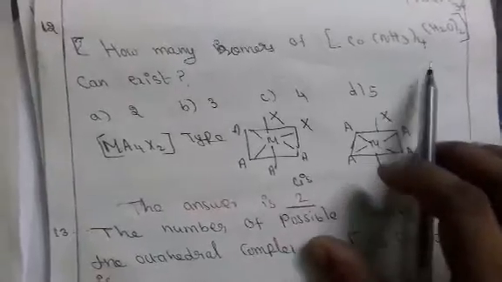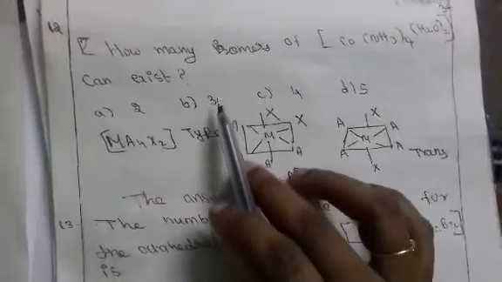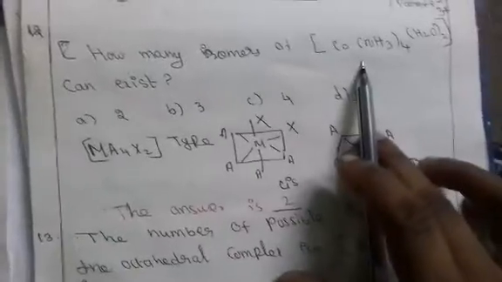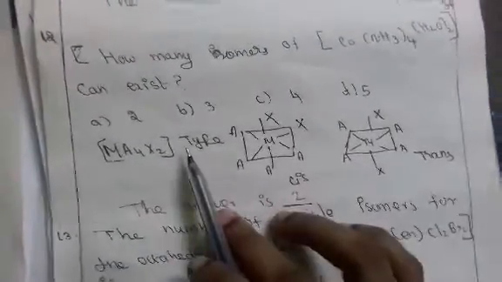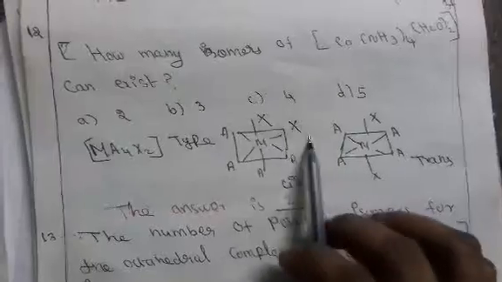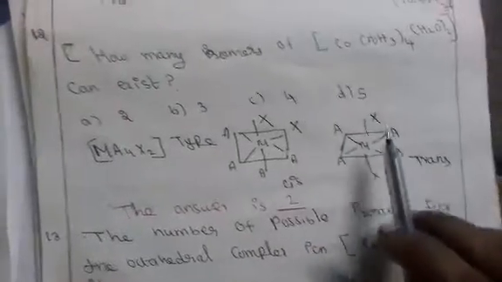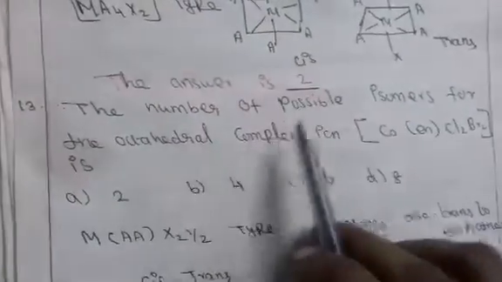Okay. The next question is: how many isomers of [Co(NH3)4(H2O)2] can exist? First we have to find out which type of complex this is. These are Ma4X2 type. Here you can see the structure of the complex. The X is present in cis position and the X is present in trans position. So it exhibits two types of isomers, cis isomer and trans isomer. So the answer is 2.